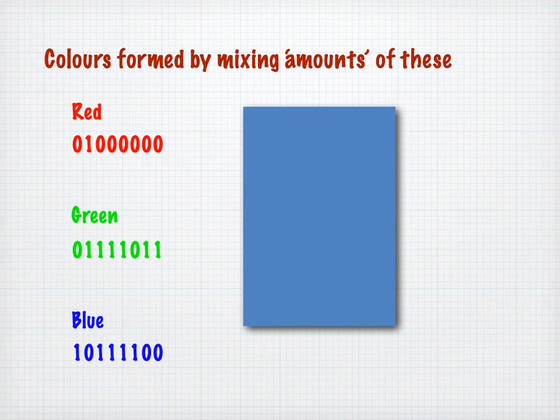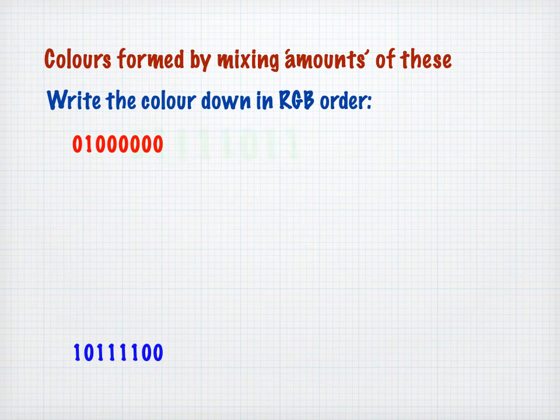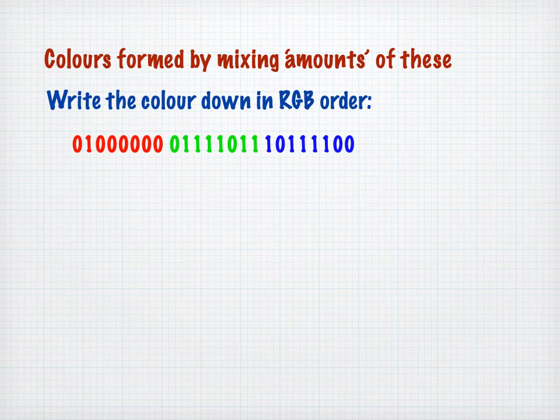Now these numbers are written down by writing them in the RGB order. So if we were to actually write that colour down, it would look like this. So that is the binary pattern that would represent the blue colour on the previous slide.